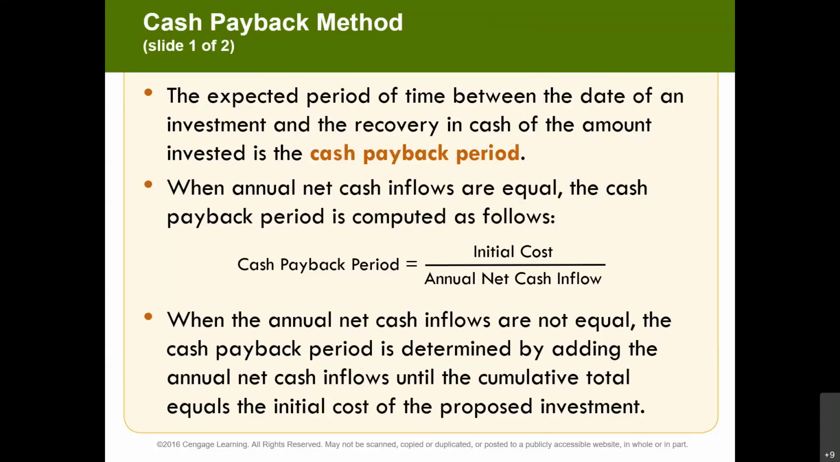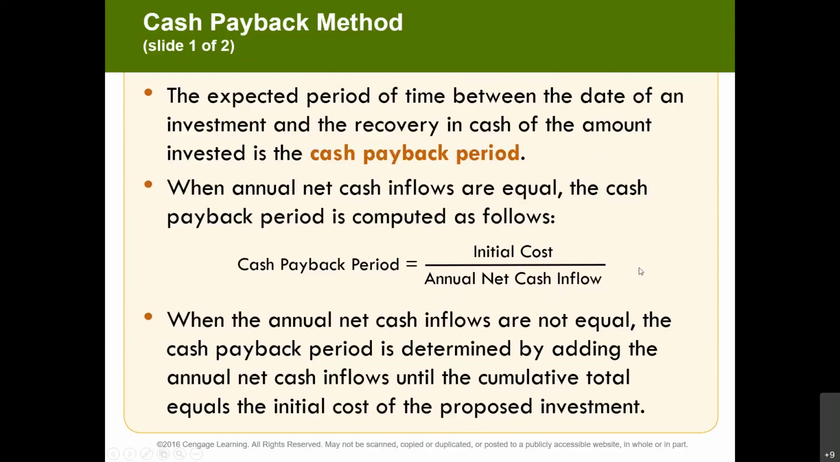So when the actual net cash inflows are equal, meaning they're the same every single year, the cash payback period is computed by taking your initial cost, in my example, it's $20,000, divided by my annual net cash inflows. In my example, it's $10,000 per year. 20,000 divided by 10 is 2 years. Cash payback period will be 2 years.